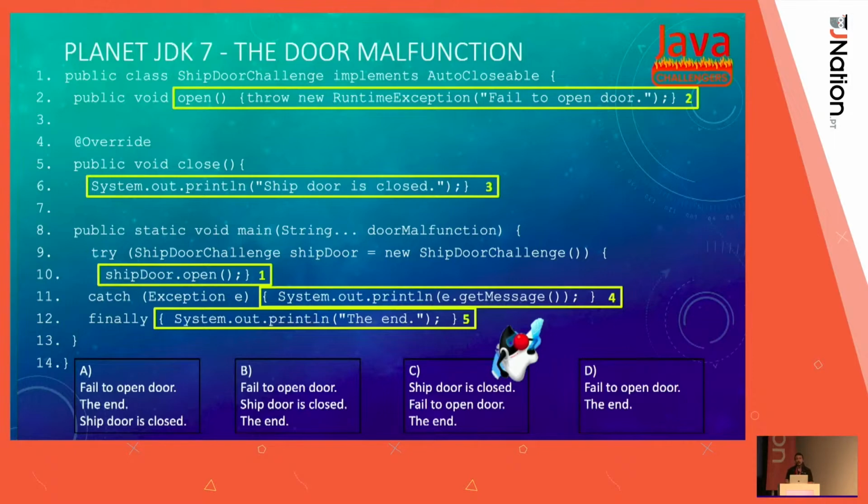Why? Because we're using try with resources. So we are just printing this information, ship door is closed. And then we are just printing the exception message, which is fail to open door. And then in the finally block, we're going to just print the end.